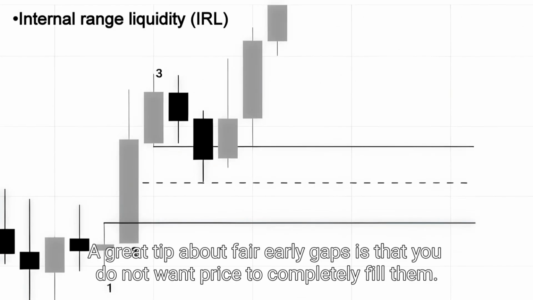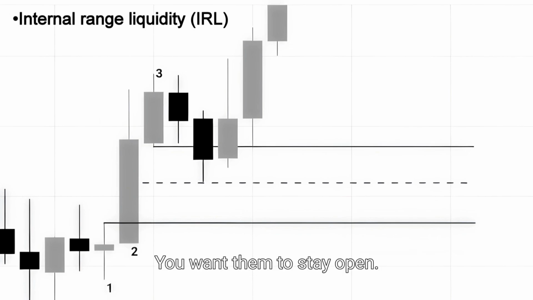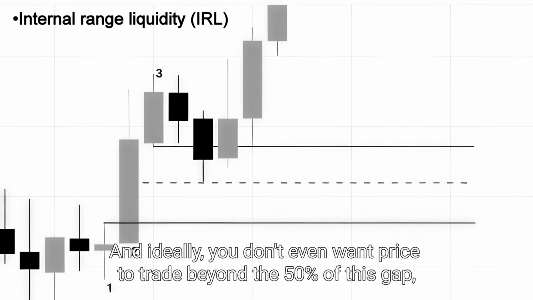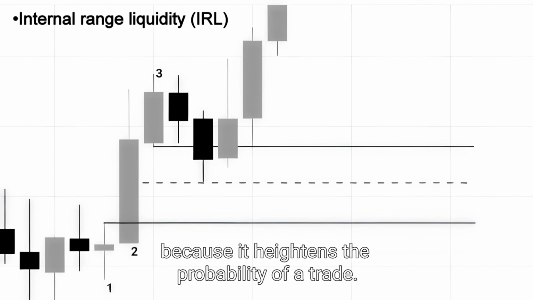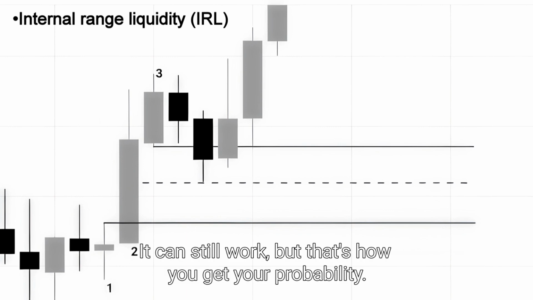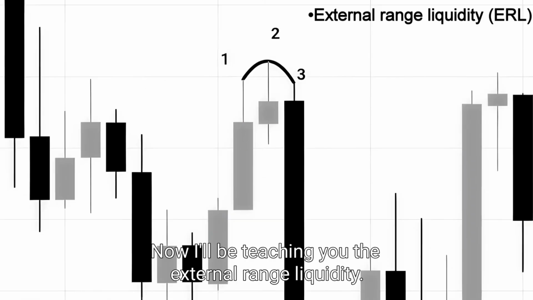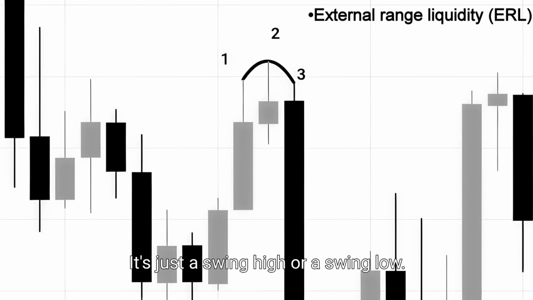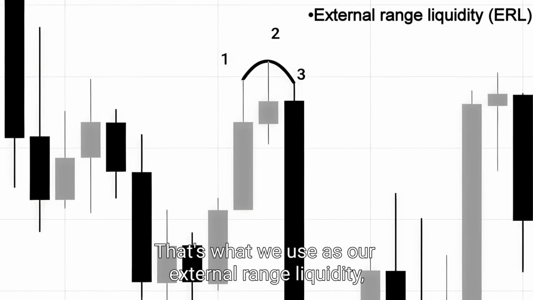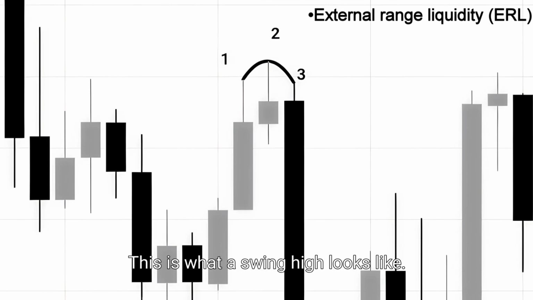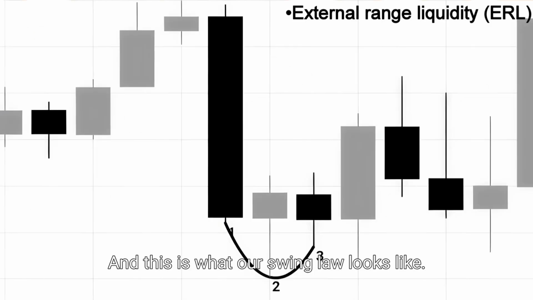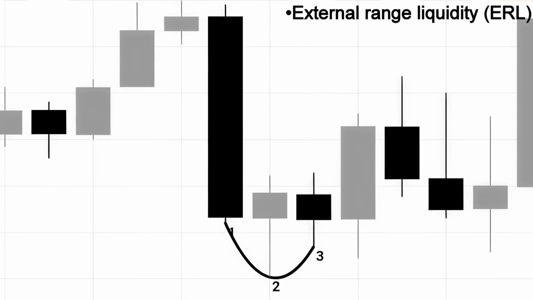A great tip about fair value gaps is that you do not want price to completely fill them. You want them to stay open, and ideally you don't even want price to trade beyond the 50% of this gap, right? Because it heightens the probability of a trade. It can still work, but that's how you get your probability. Now I'll be teaching you the external range liquidity is just a swing high or a swing low. That's what we use as our external range liquidity, right? Very simple. This is what a swing high looks like, and this is what a swing low looks like.